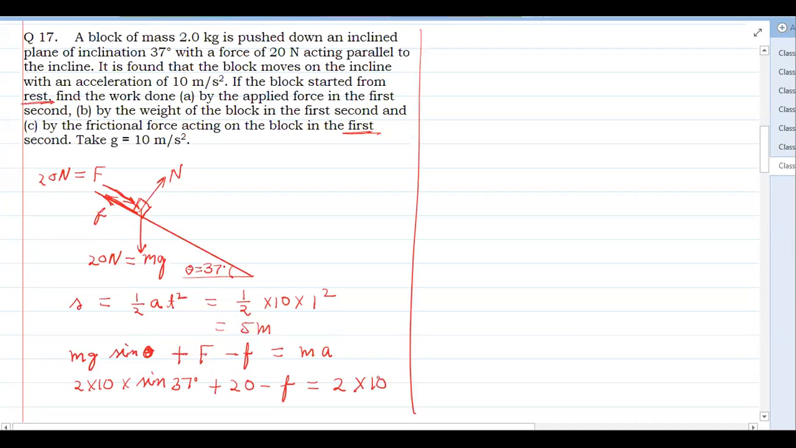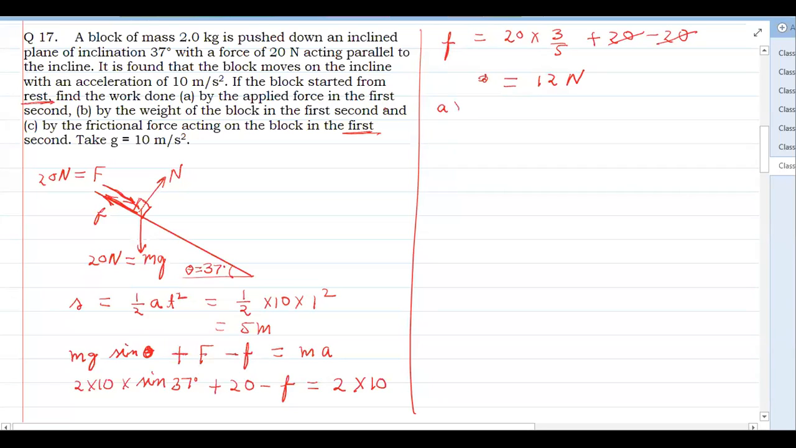So if we solve it, we are going to get friction equal to 20 times sine 37, which is 3 by 5, plus 20, and then minus 20. So this minus 20 will come on the other side. Just solve it yourself and you can see. We are getting 12 Newton. So the friction force is 12 Newton in the upward direction. Now we can find the different work done.